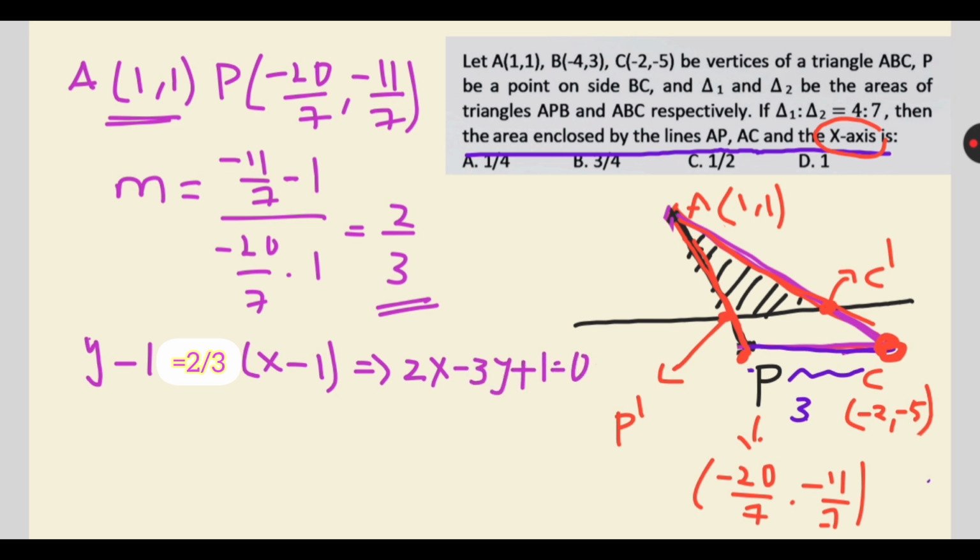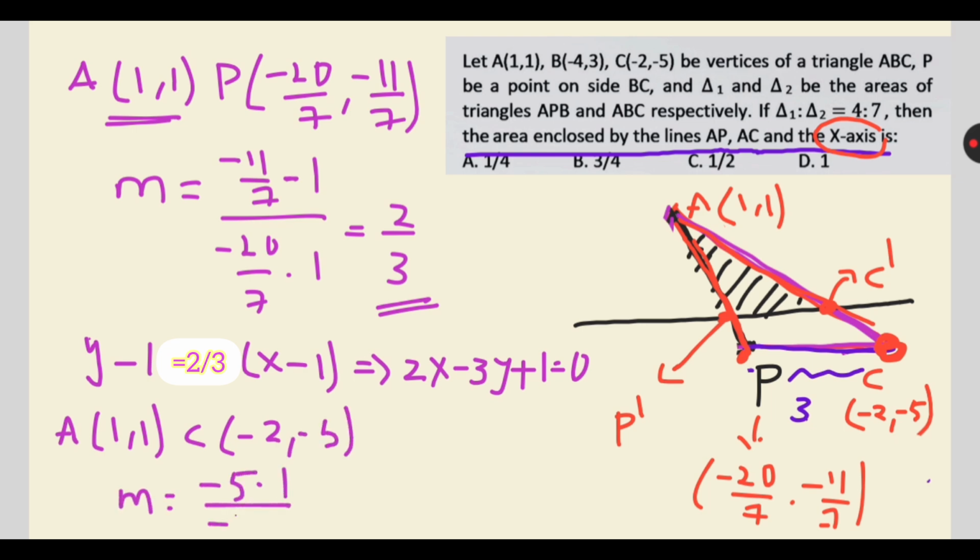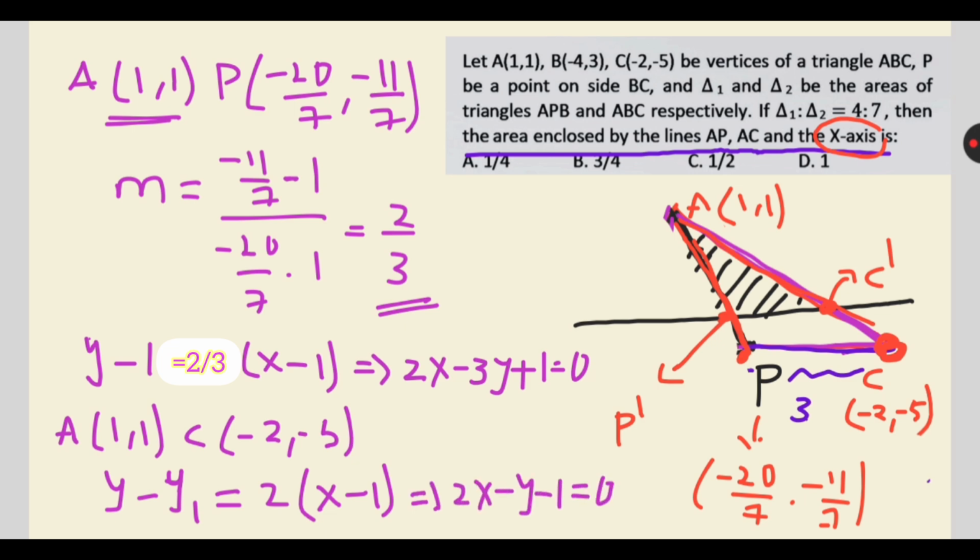Similarly, find the equation of AC. From the A and C points, first find the slope. (1, 1) is the A point and the C point is (-2, -5). Find the slope, (y2 - y1)/(x2 - x1), which is 2. Then y - y1 = m(x - x1), where the value of m is 2. After solving this, we get 2x - y - 1 = 0. This is the AC equation.